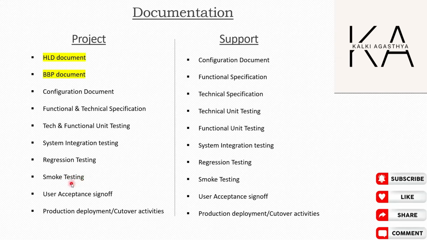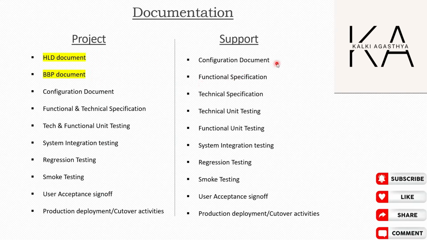Before we push to production, we perform all these tests and ensure that whatever code logic or relevant expectation is met, and then the user acceptance training will be done and the sign off will be taken. Finally, production deployment will be done along with the cutover activities. The same would remain for the support activities as well, except the HLD, the high level design discussion document, and the BBP.